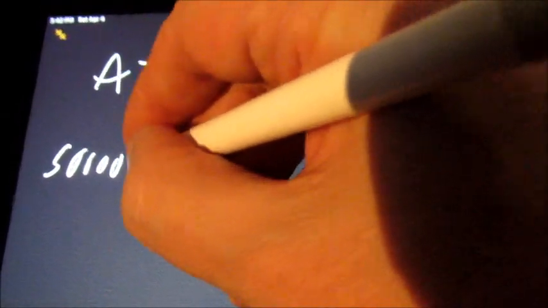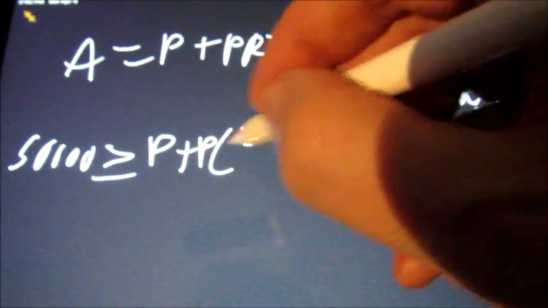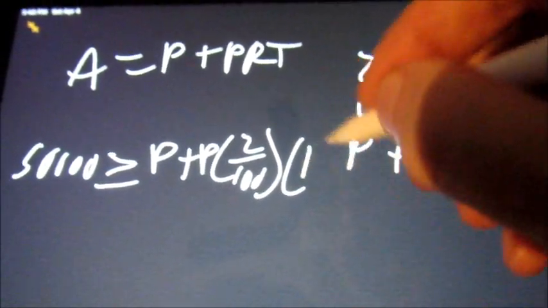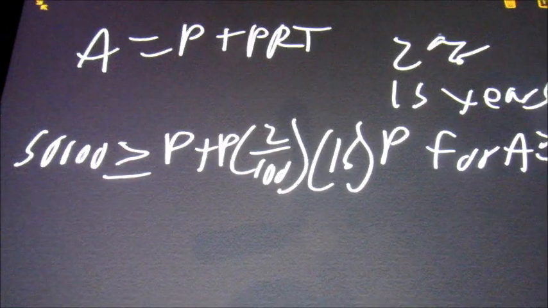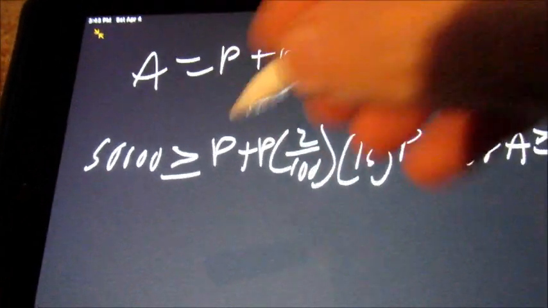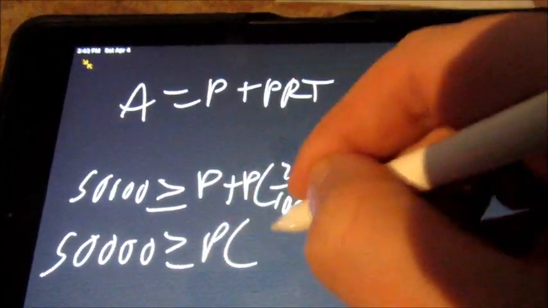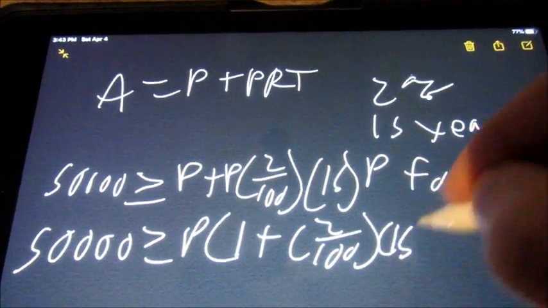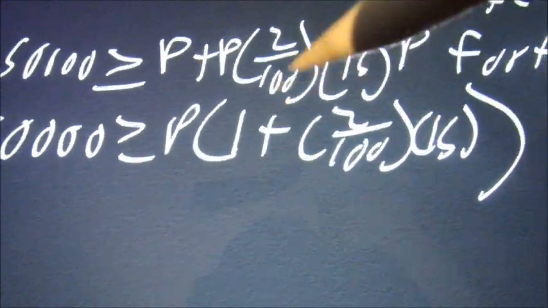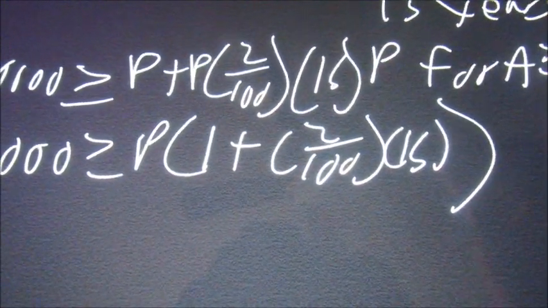And we want that to be greater than or equal to our P plus P times 2% which is 2 over 100, and our time is 15 years. So this is how you're going to set this one up. The first thing we're going to do is factor out a P. So don't write this one as the equation. Start it with P times, in parentheses, 1 plus 2 over 100 times 15.